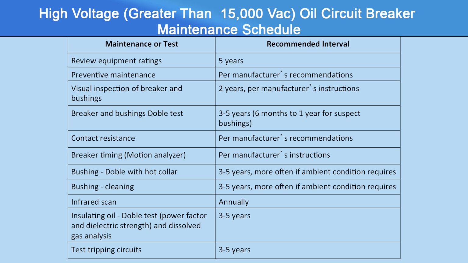Next is for bushing, that is cleaning, which is performed every 3 to 5 years. Next is infrared scan, which is performed annually. Next test is the insulating oil double test for power factor and dielectric strength and dissolved gas analysis. This is performed between 3 to 5 years. And last one is test stripping circuits, which is performed between 3 to 5 years.